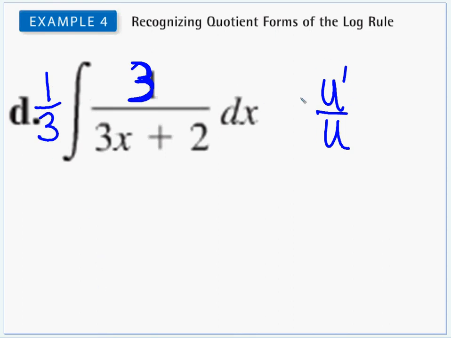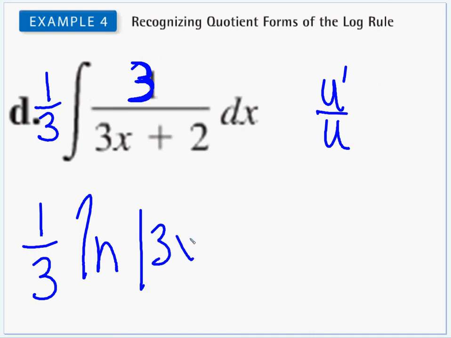So now we perfectly fit our format again, u prime over u. So this becomes 1/3 natural log of that denominator, 3x plus 2. And it's in absolute value bars. And of course, don't forget your plus c.